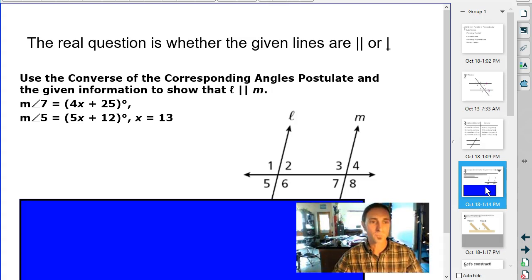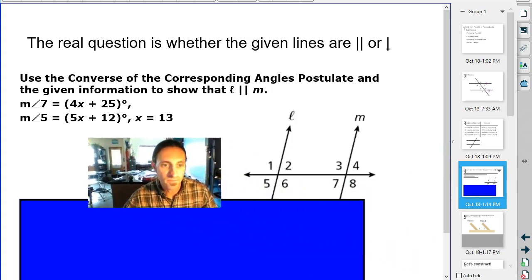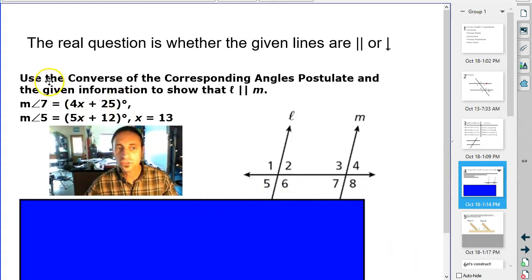That's the big idea. So here in this problem, let me move my mug out of the way. There we go. It says, use the converse of corresponding angles postulate and the given information to show that lines L and M are parallel. The measure of angle 7 is this algebraic expression. The measure of 5 is this one. And x is 13.